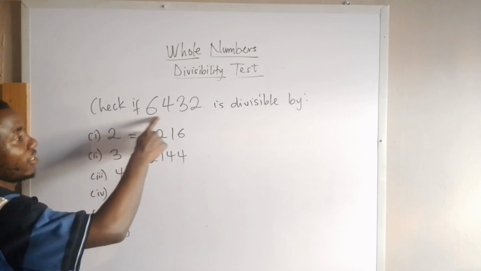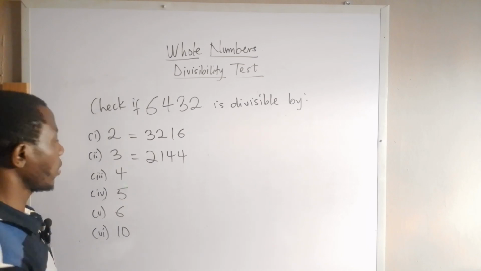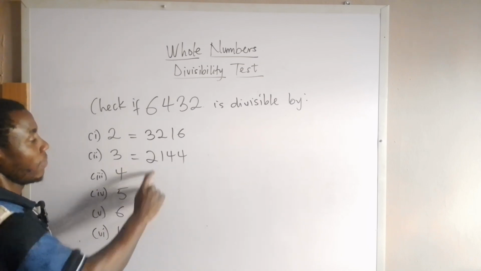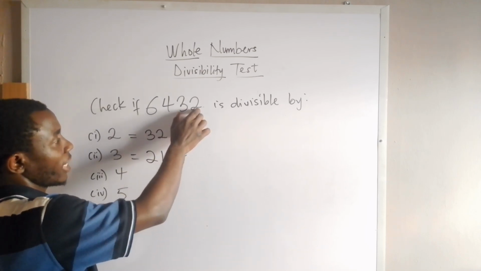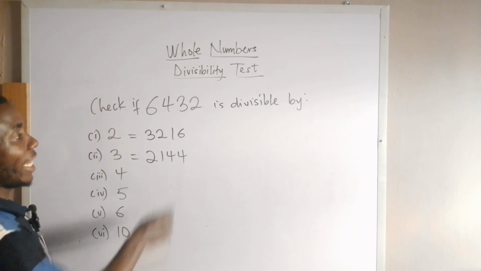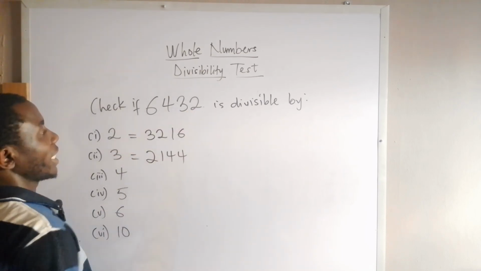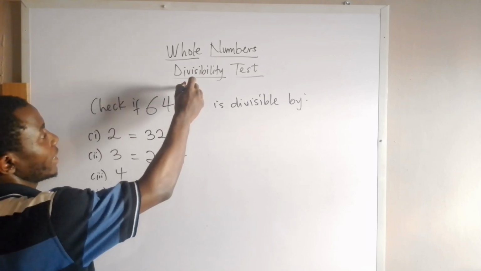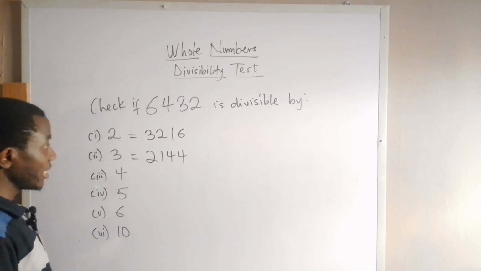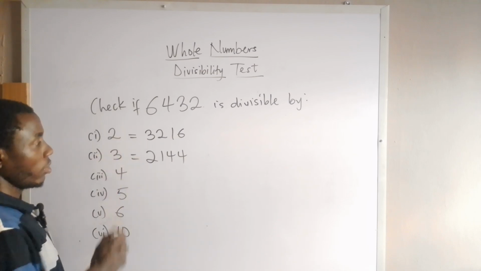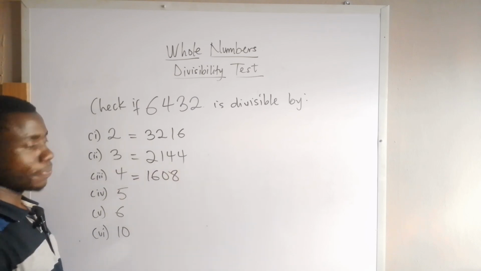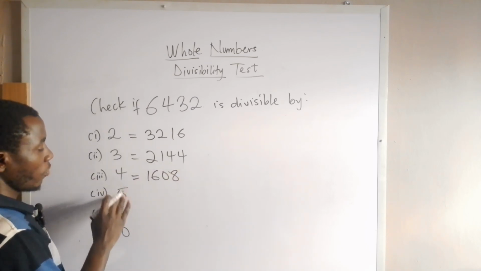Now let's check if this number is divisible by 4. The rule for testing the divisibility of 4 is if the last two digits together in the number are divisible by 4, then the entire number is divisible by 4. And the last two digits here are 32. 32 divided by 4 is 8. So that means it is divisible by 4. And when we divide 6432 by 4, we have 1608.